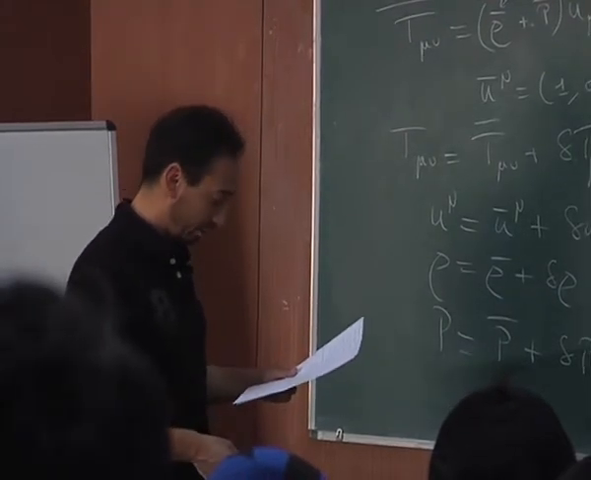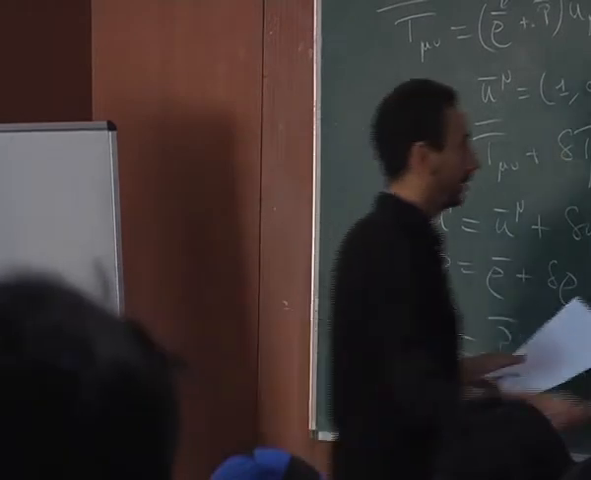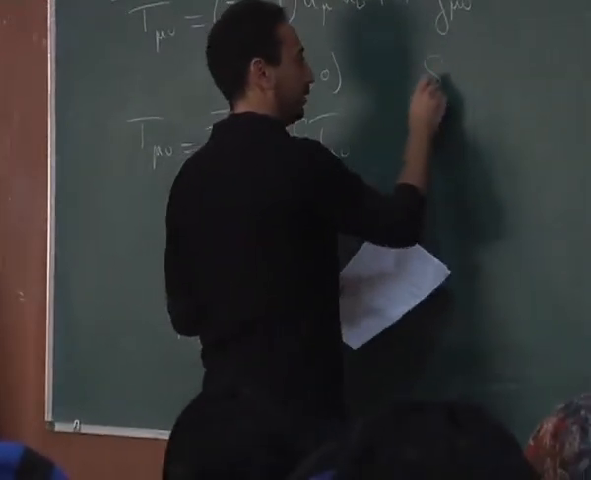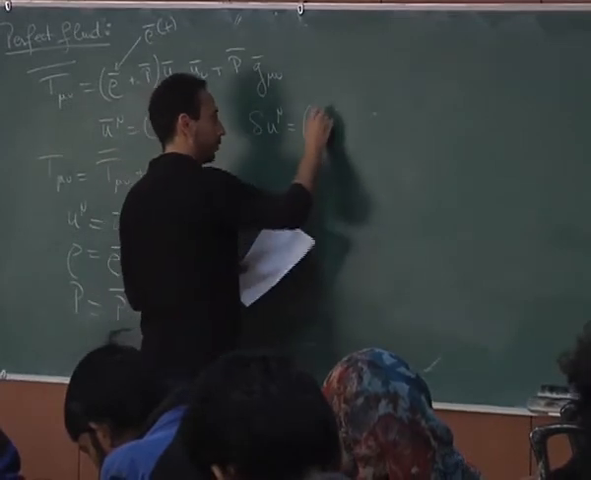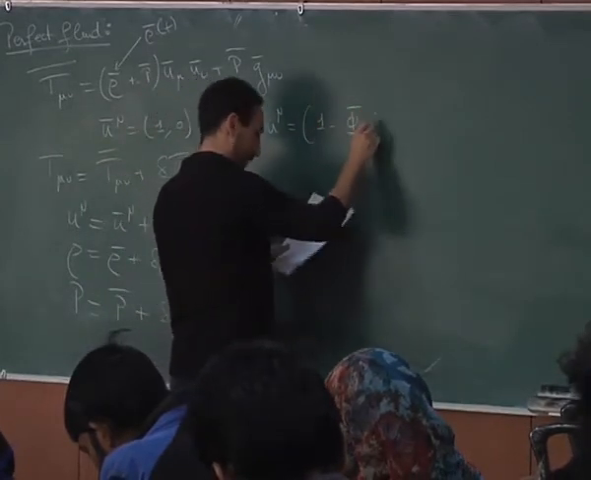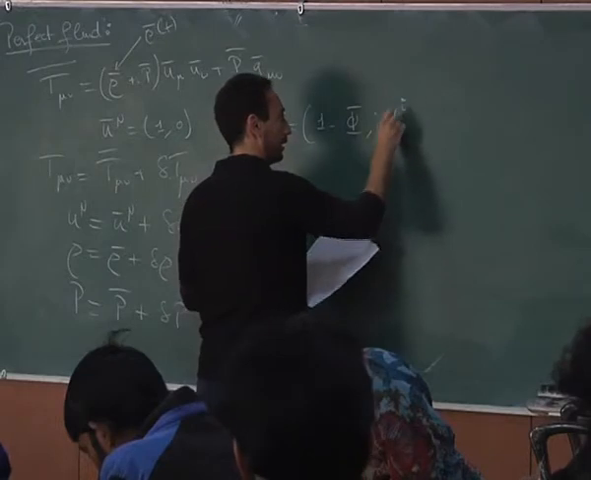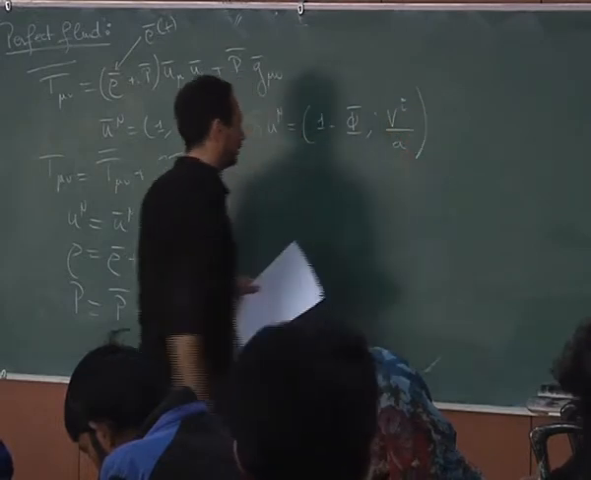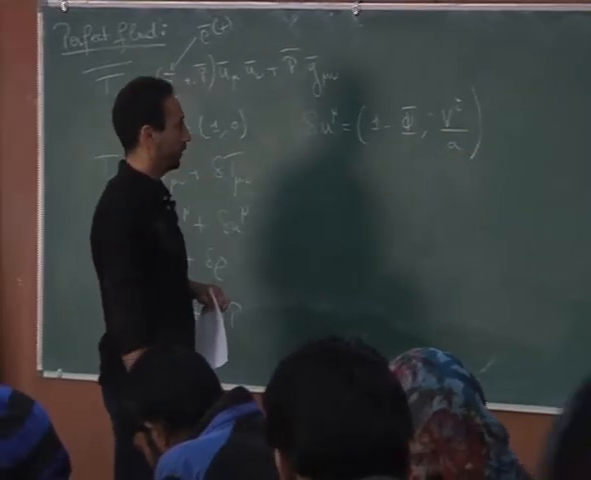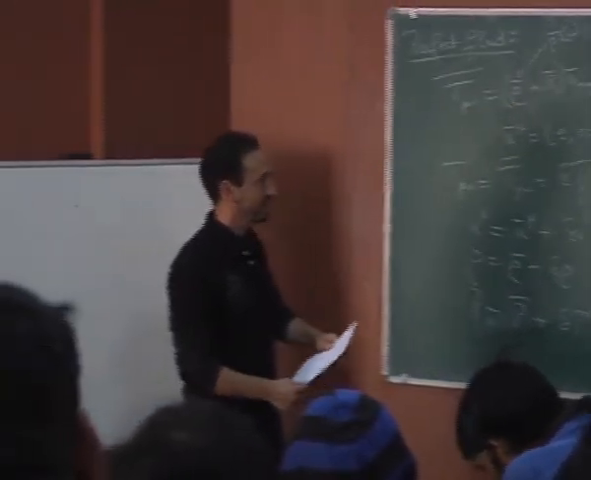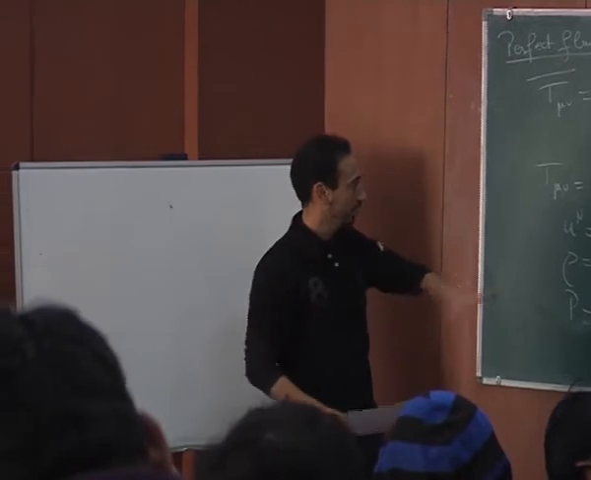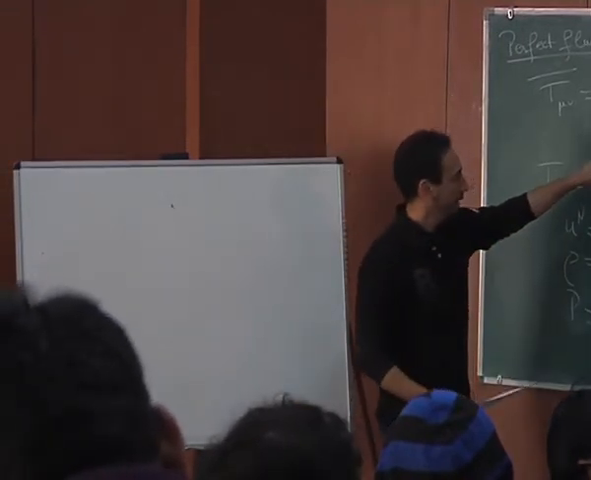Let me, the delta u mu, you can show that it will be 1 minus phi vi divided by a, where v is the perturbation velocity. So maybe I will just explain it without going into the details. You will find them in the notes. That this is the background quantity.